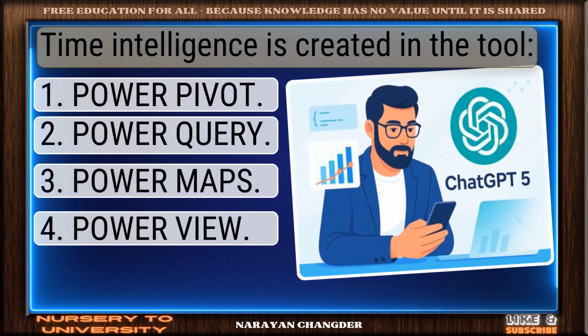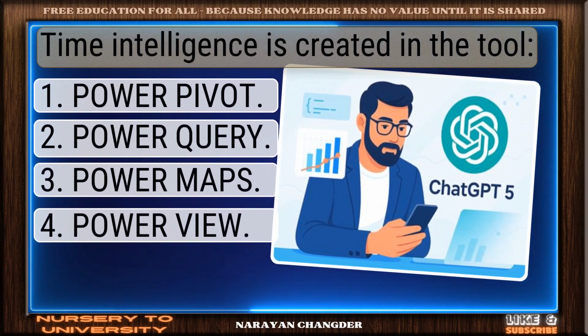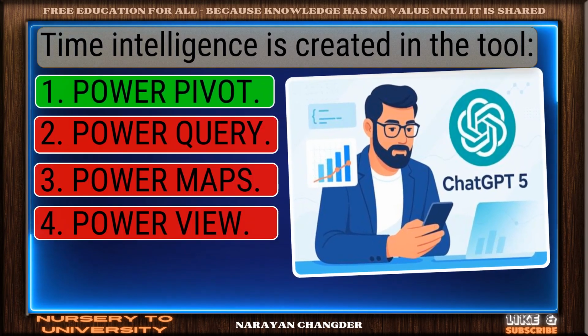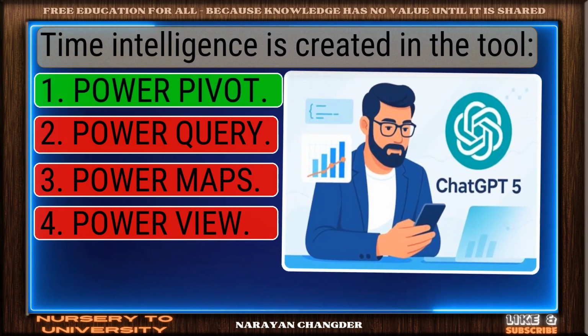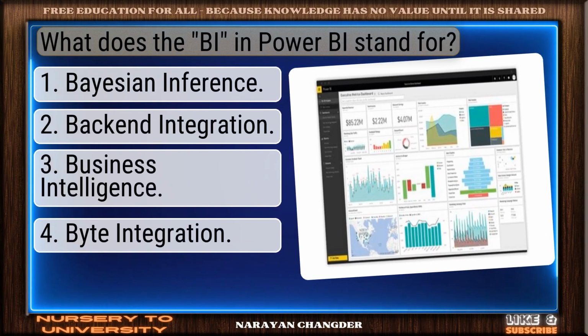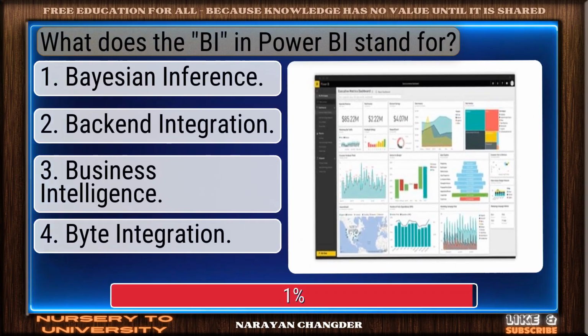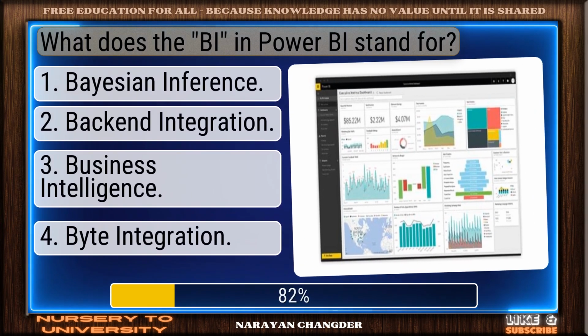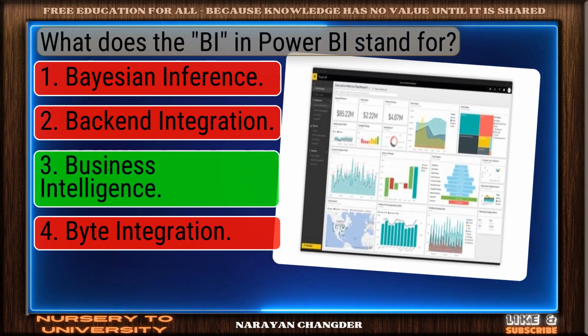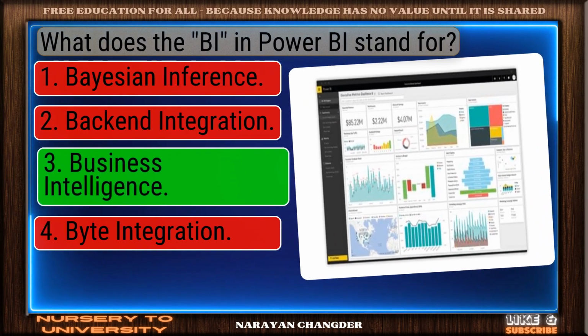Question number 46. Time intelligence is created in the tool. Nice work. You chose Power Pivot and it is correct. Question number 47. What does the B in Power BI stand for? Great thinking. Business intelligence is the right choice.